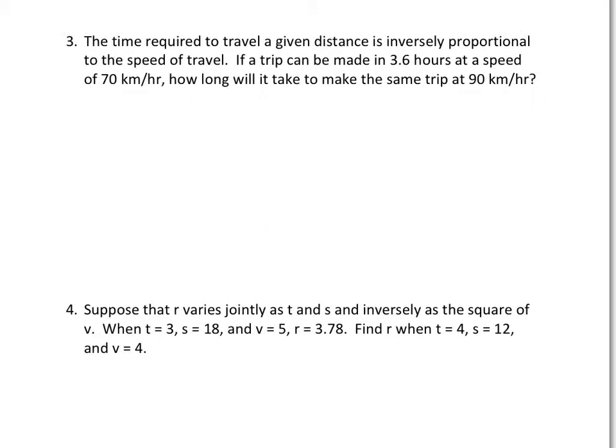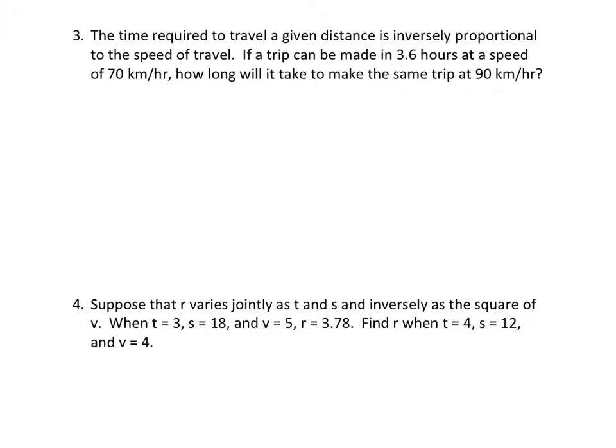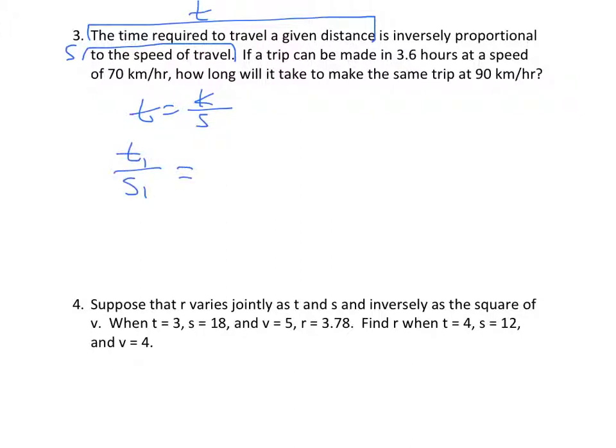So, we have the time required to travel a given distance, that's going to be one variable, time, is inversely proportional to the speed of travel. Second variable, s. So t equals k over s. Okay, let's solve for k. So we have t1 over s1 equal... that's very wrong. We have to multiply the s. So t1 s1 equals t2 s2.